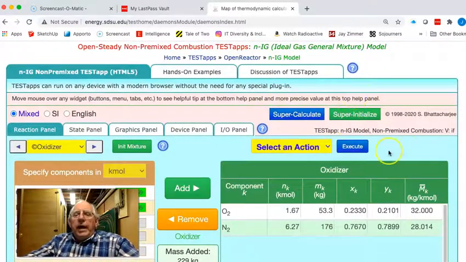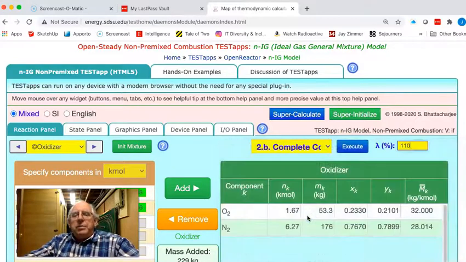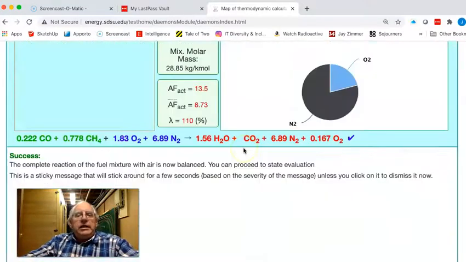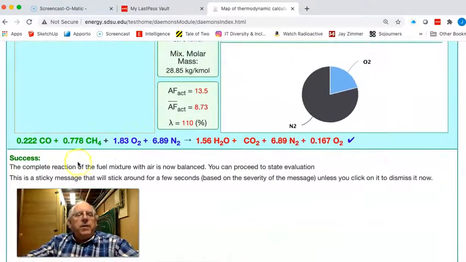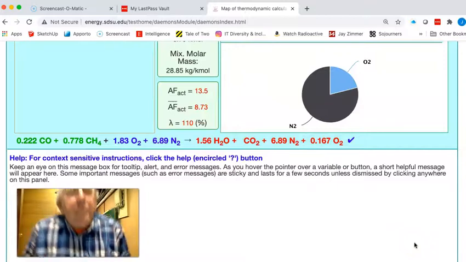But I'm going to go ahead and redo that. I'm going to say that it was complete combustion with 110 excess. And so I execute that, and we see that now it is the same components as the fuel, but now there is that 10% more of the oxygen and the nitrogen. And that 10% extra oxygen shows up over here, and the nitrogen passes through the system.